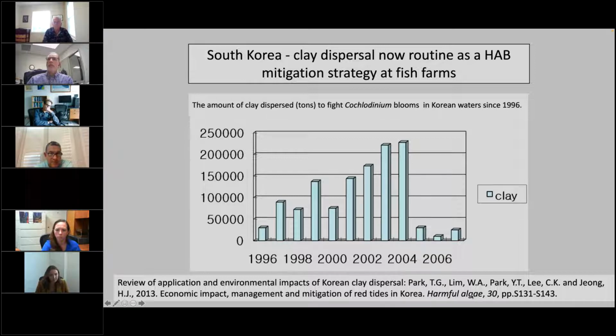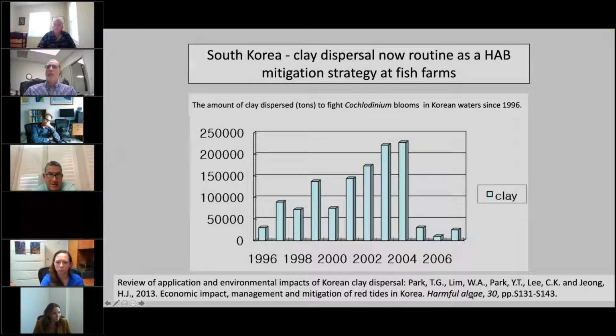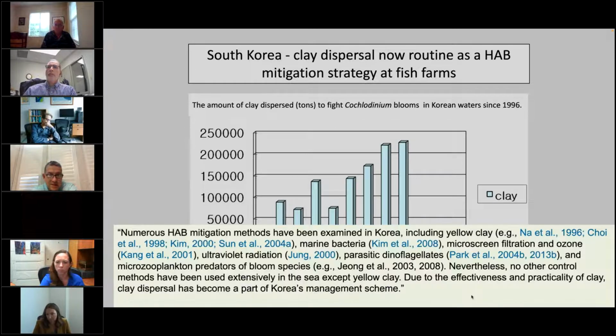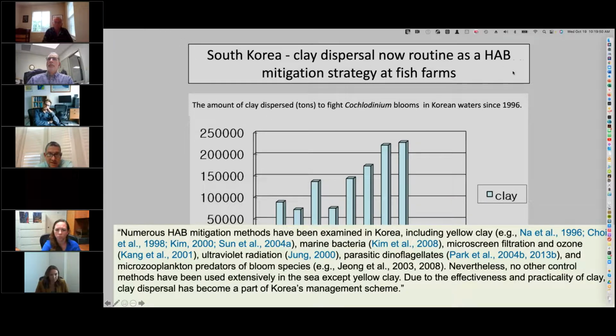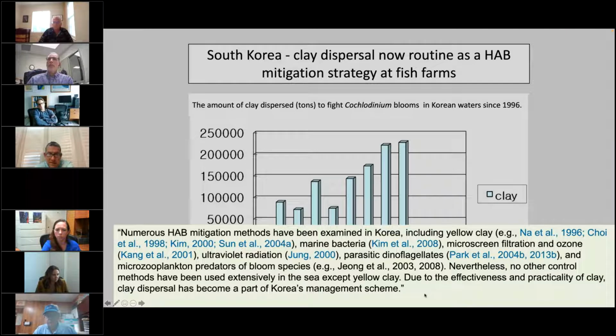And in terms of environmental impacts or just conclusions from that work, first of all, there's an interesting quote here from that study, which is that numerous HAB mitigation, having trouble with the, let me see if I can move there we go, the control box here.